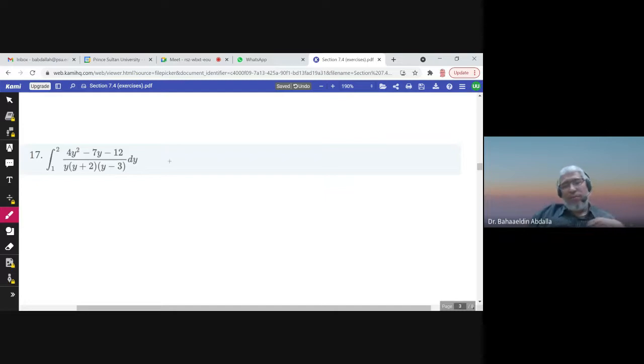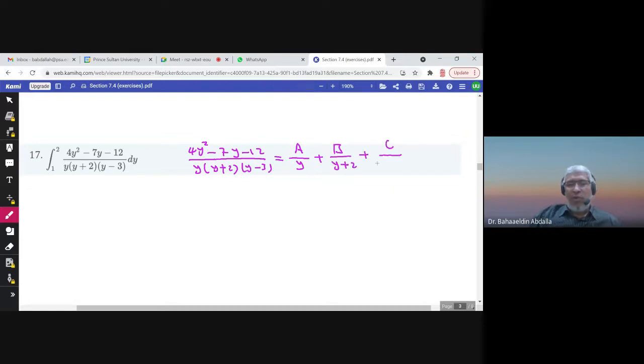Well, 4y squared minus 7y minus 12 over y times (y plus 2) times (y minus 3) would be written as a over y plus b over y plus 2 plus c over y minus 3.